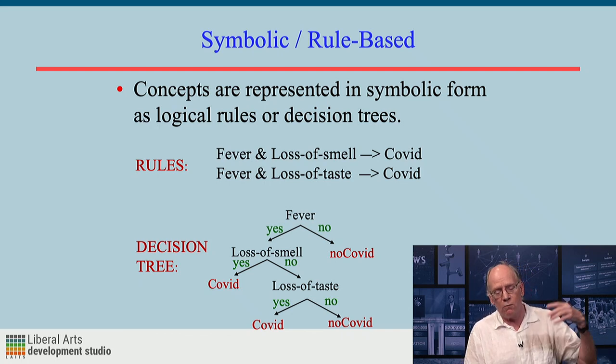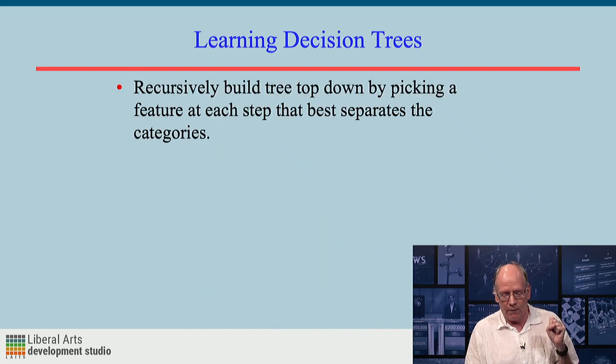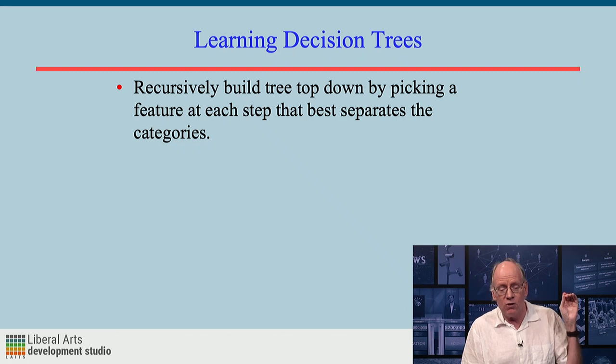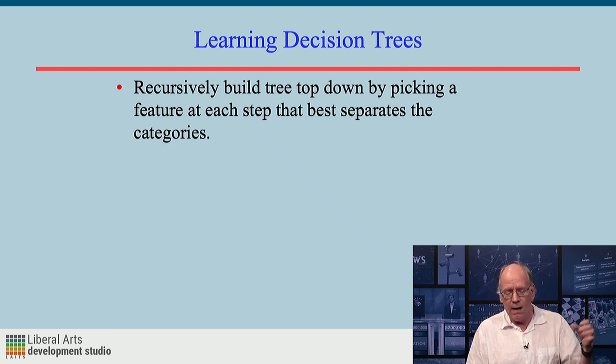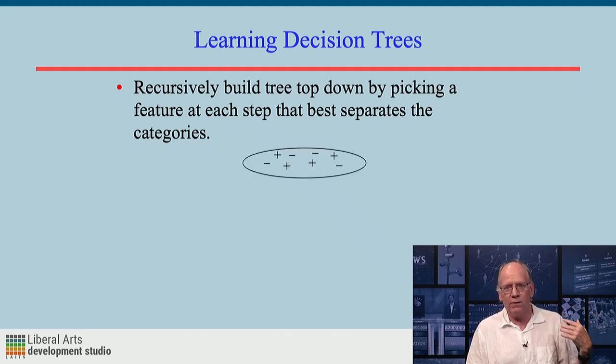So there are 2 standard ways of representing concepts in a symbolic or rule-based form. I'm going to talk just really briefly about how people have typically learned things like decision trees. And you recursively build this top-down by picking a feature at each step that best separates the data. So say initially we have a set of examples where they've been labeled as COVID or not COVID patients, and we have symptom descriptions of them, and we have a mix to start.